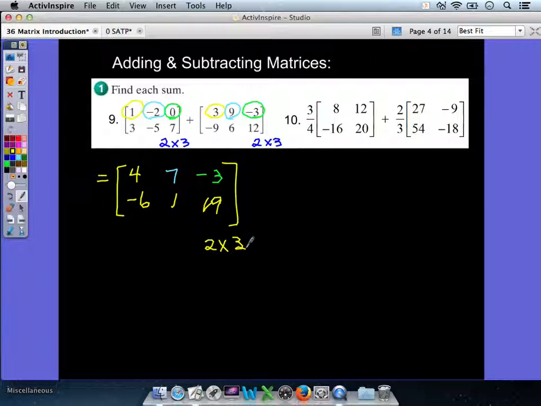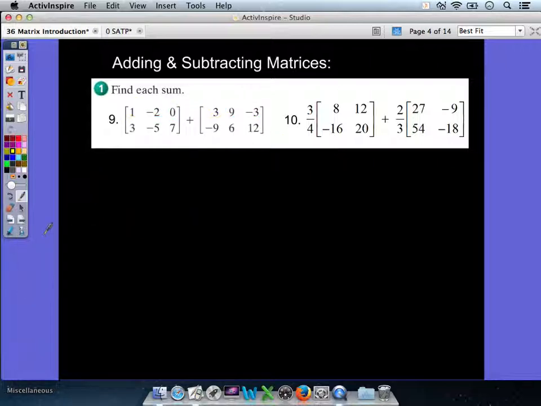In number 10, the first thing we have to do is scalar multiply the fractions 3/4 and 2/3. You should recognize that terminology, scalar multiplication or scalar multiply, from your Algebra 1. What we're going to do is simply distribute. So I'm going to multiply 3/4 times 8, 3/4 times 12, 3/4 times negative 16, and 3/4 times 20. I'm going to distribute that in.